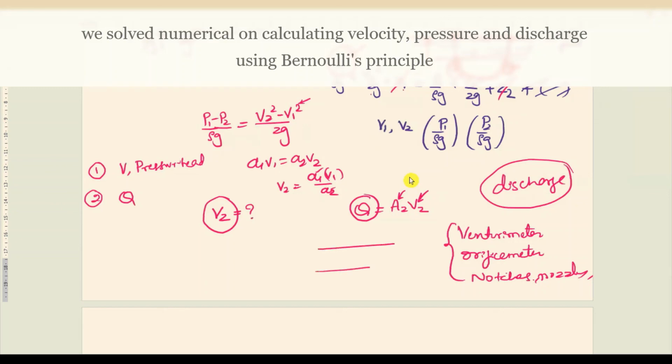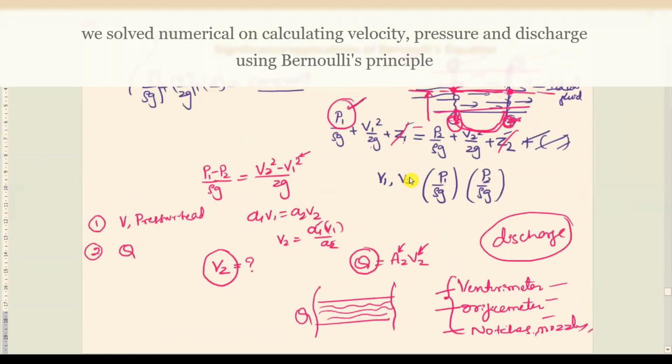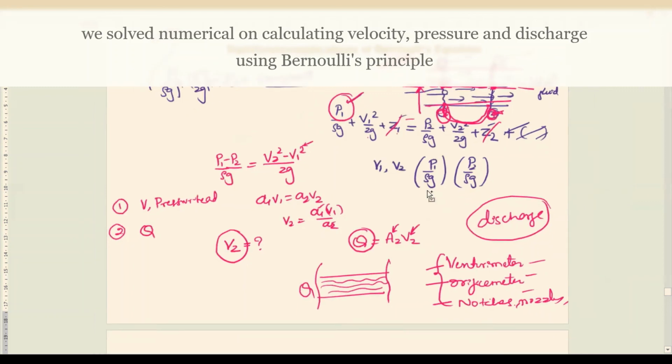pipeline. Assume here some water is flowing. It will be very difficult to determine the pressure and velocity directly. So venturimeters are such devices. Using those devices, we can calculate the discharge through this pipeline. It is Q. And the venturimeter, orificemeter, notches, nozzles, etc. work on the principle of Bernoulli's equation. So this is the brief significance or applications of Bernoulli's equation.